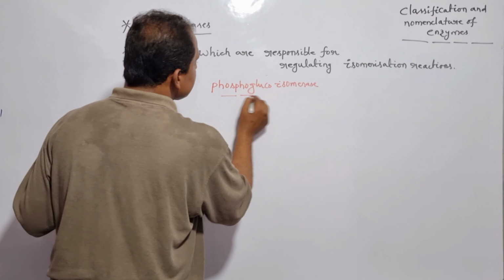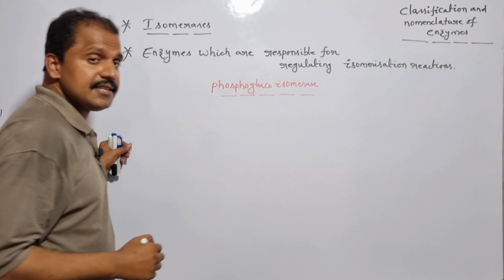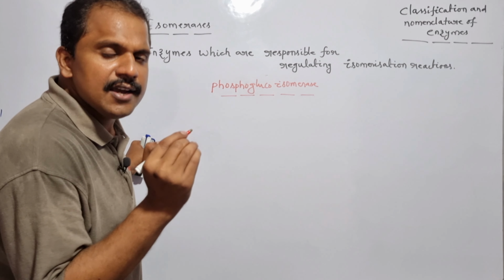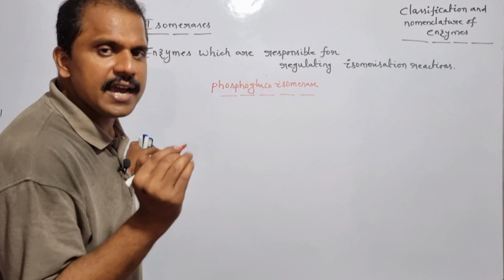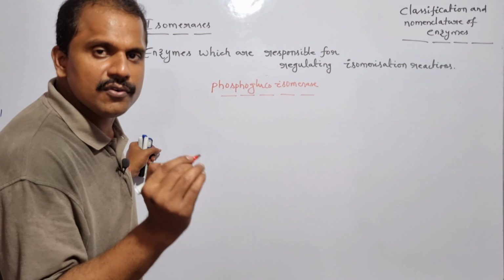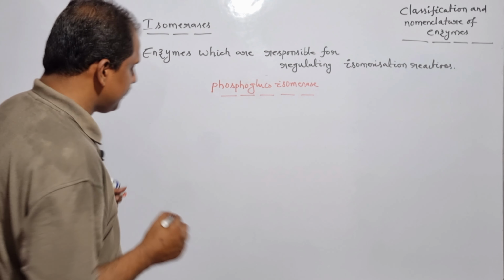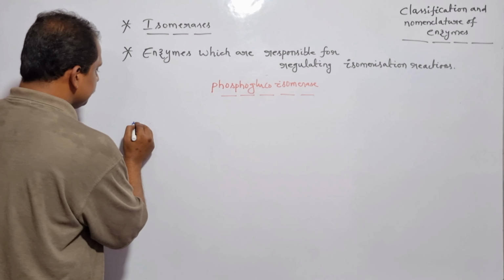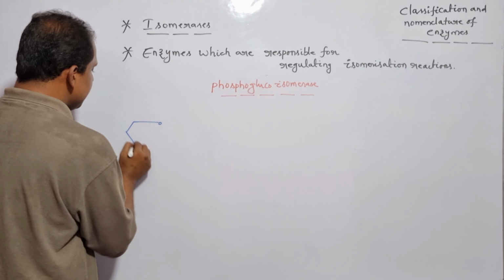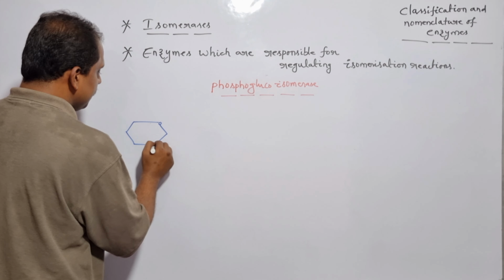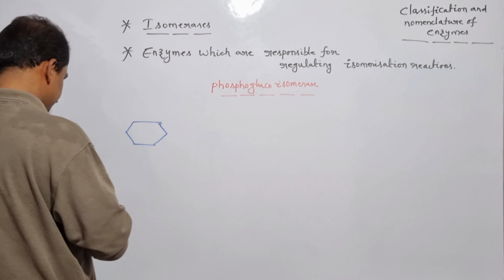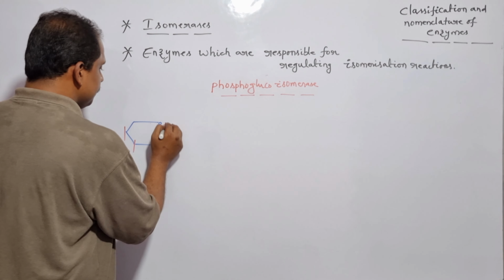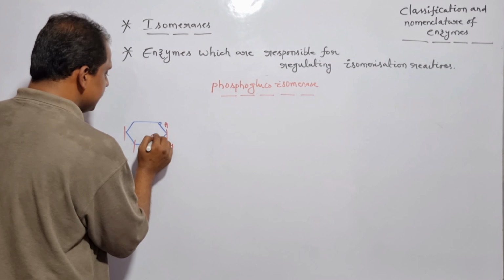Phosphoglucoisomerase is the particular enzyme responsible for regulating the isomerization reaction, so that glucose 6-phosphate undergoes isomerization in order to form fructose 6-phosphate. Is it clear? So just look here. Here it is nothing but what? Glucose 6-phosphate.